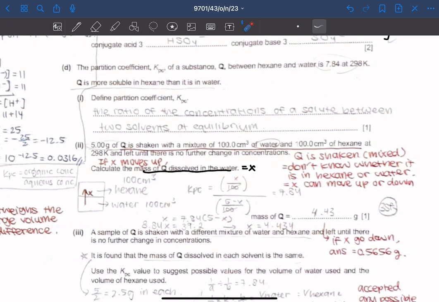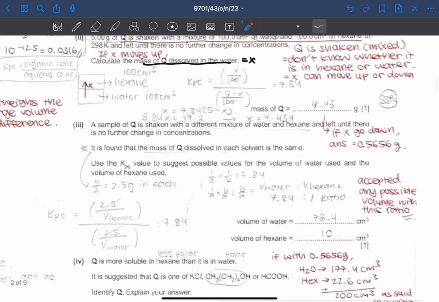So Kpc, (5 − X) over X, is equal to 7.84, because Kpc mentioned here is 7.84. We cross out the 100. We move X here, and you open this and you would get X is equal to 0.5656, or in three significant figures, 0.566 grams. Note that the 4.43 grams would be the case if X moves up; if the mass goes down, such as in the answer key, the answer for this question should be 0.5656 gram or 0.566 grams.